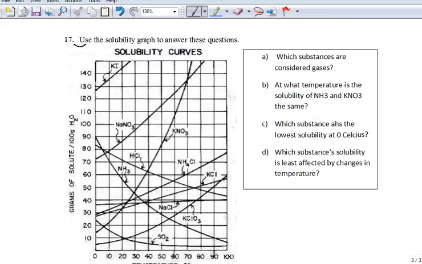Hey, welcome to part 4. Hopefully this is the last section. So next it wants us to look at solubility curves.